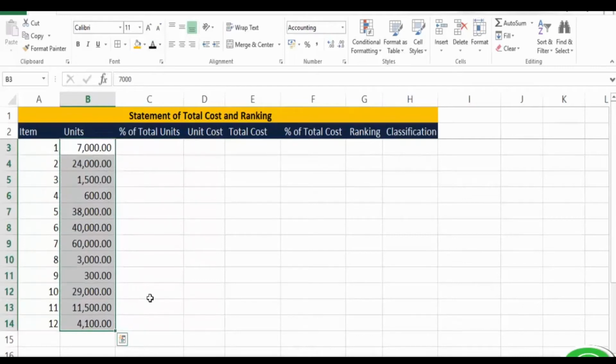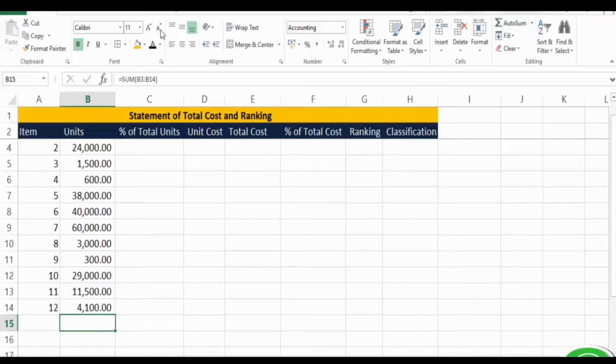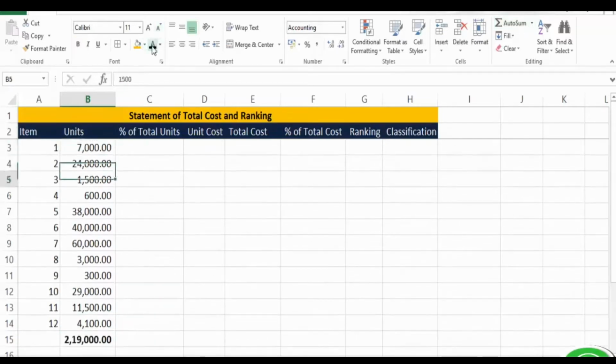Now in ABC we should find out the number of units which are occupying more portion and less portion. For that we have to do the totaling first of all. So let's total all these items. The total works out to 2,19,000.